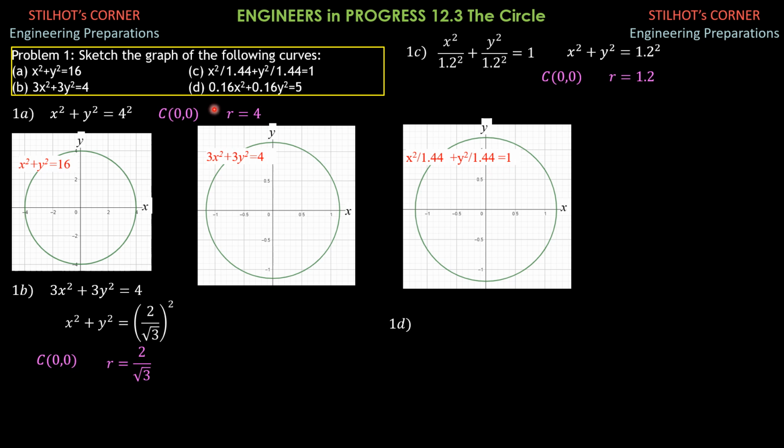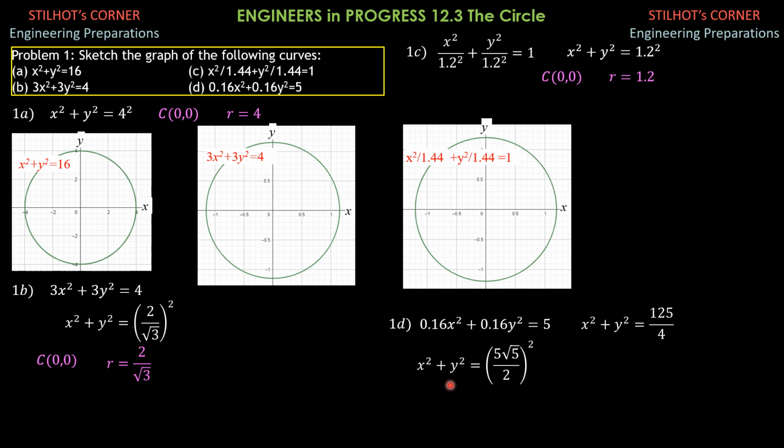Finally, letter D, 0.16 x squared plus 0.16 y squared equals 5. We divide everything by 0.16. So we have x squared plus y squared equals 5 over 0.16, which is 125 over 4. So transforming this to the standard form by making the right side a perfect square, x squared plus y squared equals quantity 5 square root of 5 over 2, squared.